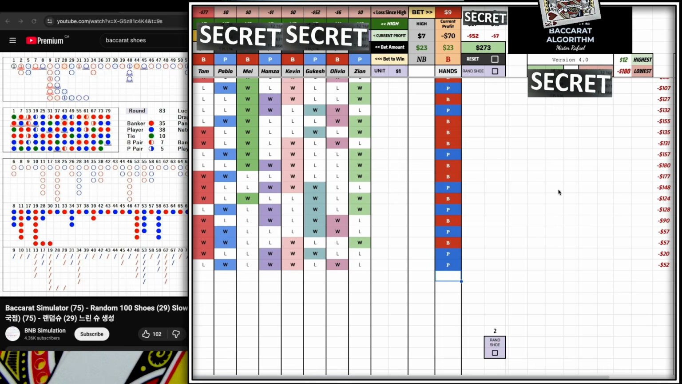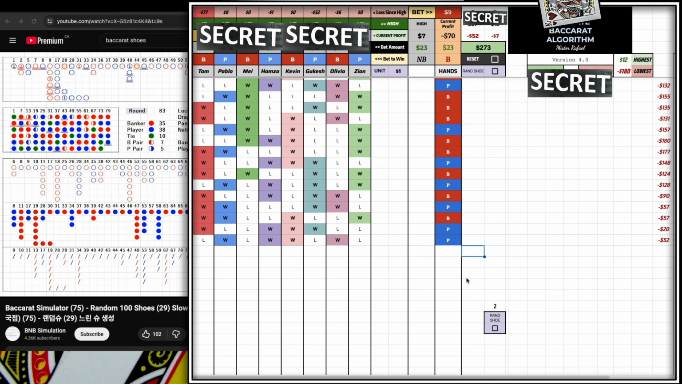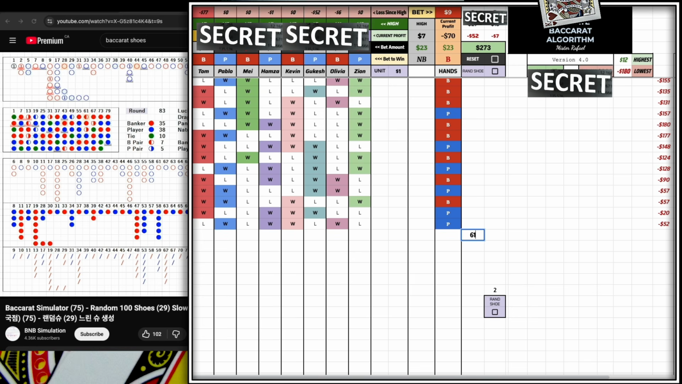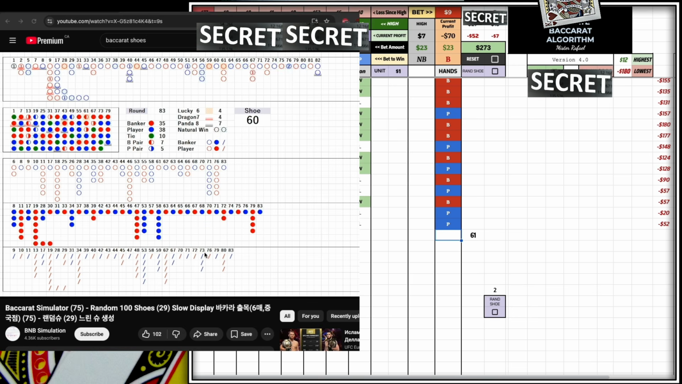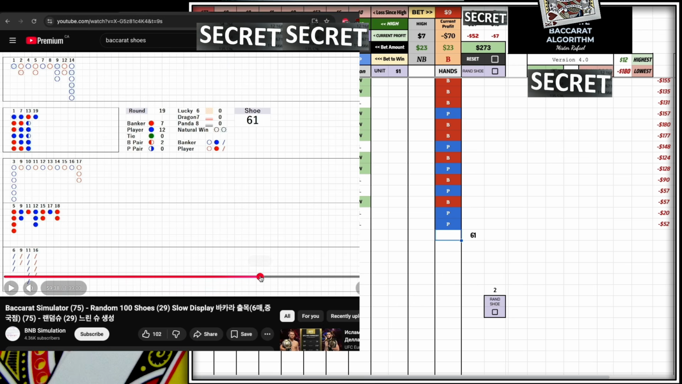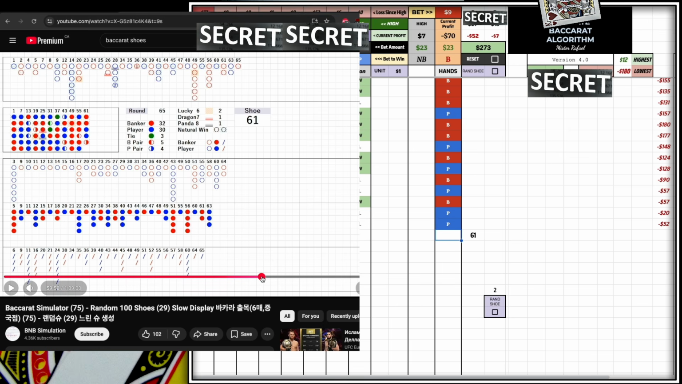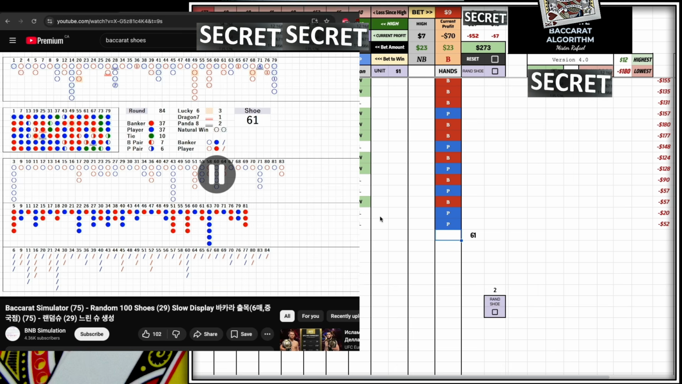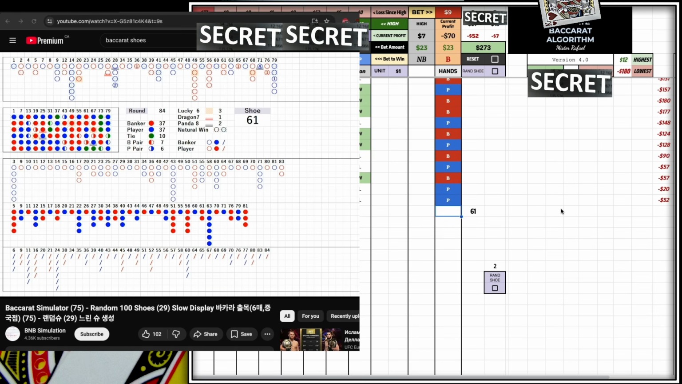All right, so highest profit for shoe 60, $12. Biggest drawdown minus 180. Currently sitting at minus $52. Next bet $9 on banker. So we're gonna have to go into another shoe here. It's okay, 61. After this session, I will take another break. All right, let's see. And we'll pause it there. All right, shoe 61. Here we go.